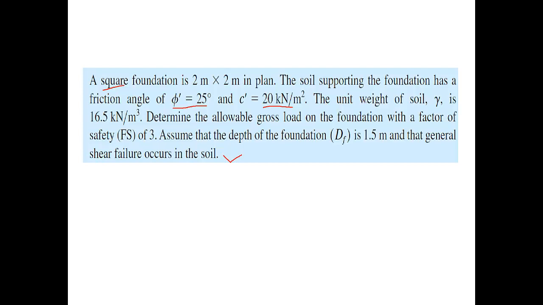Okay, and the unit weight of soil gamma is given as 16.5 kilonewton per meter cubed. Determine the allowable gross load on the foundation with a factor of safety of 3. And assume that the depth of the foundation is 1.5 meter and that general shear failure occurs in the soil. So with all this information, what kind of failure? General shear failure. So which formula do you need to follow? General shear formula.